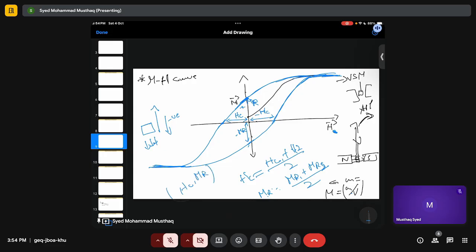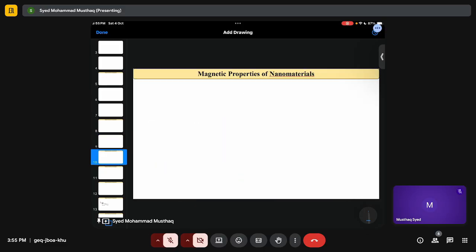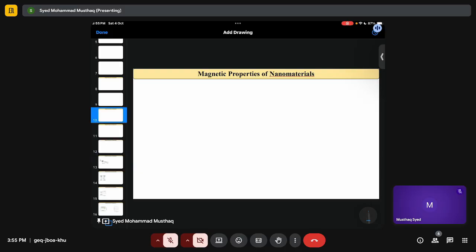The other thing is that your energy product is nothing but the energy under this curve. You just do the integration, find the area, and that gives the total energy used to make this curve. So that is all about the MH curve. Now what else is remaining? I guess that is all about the magnetic properties, right?